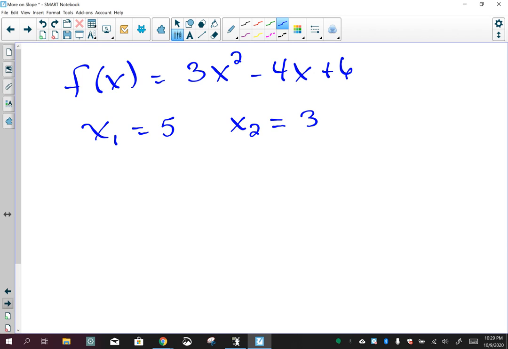So what I want you to do now is I want you to try this problem. So I want you to hit the pause button, and I want you to tell me what's the average rate of change of f of x is equal to 3x squared minus 4x plus 6 on the interval from 5 to 3. So we're going backwards on this one, 5 to 3. Okay, ready, and pause it now.